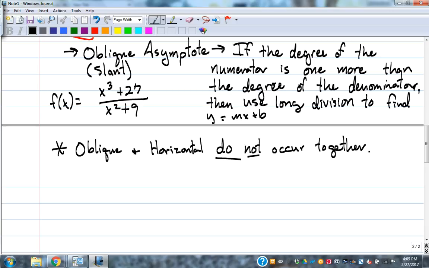Important to know there. Okay. All right. Now, inside of this, we're also going to find intercepts. So a lot of the same things we found for every type of function we've dealt with the entire course. X-intercepts.